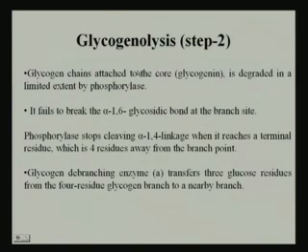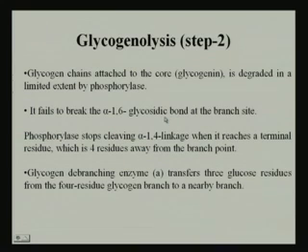Coming to step 2, we can see that the glycogen chain attached to the core glycogenin protein is degraded to a limited extent by this phosphorylase enzyme. It fails to break the alpha 1,6 glycosidic bonds, that means a branching chain, straight chain and branch chain. It fails to break the branching chain where these alpha 1,6 glycosidic bonds are there. The enzyme stops the cleaving of alpha 1,4 linkages when it reaches the terminal residue, which is 4 residues away from the branching point. This is a very interesting mechanism.